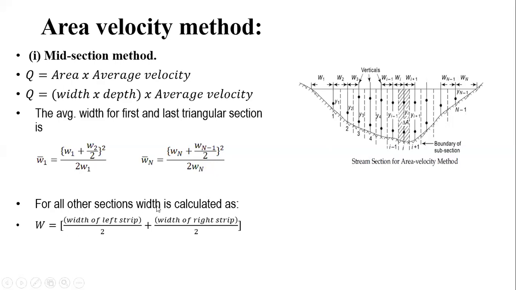And for all other sections, the width is calculated as half of the left strip plus half of the right strip. For example, for this vertical Y2, the width covered by this vertical is half of the width W2 and half of the width W3. Likewise, we have to analyze.